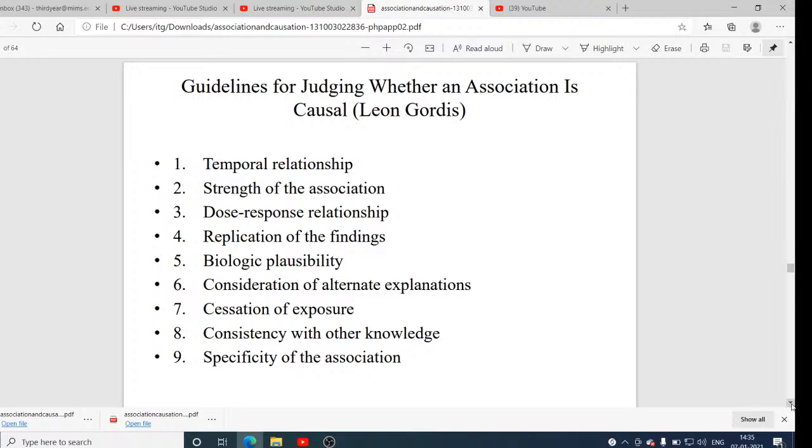The temporal relationship, strength of association, dose response relationship, replication of the findings, biological possibility, consideration of alternate explanations, cessation of exposures, consistency with other knowledge, and specificity of the association.